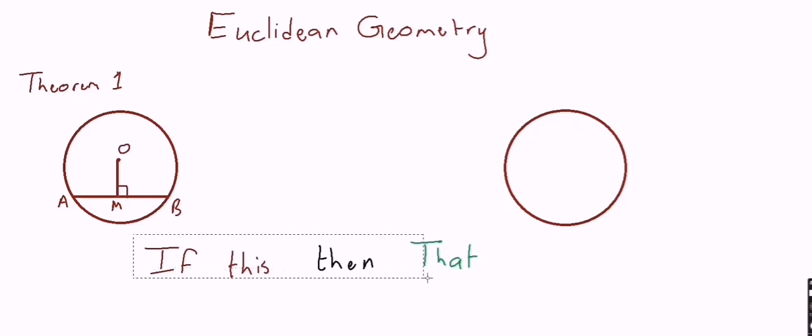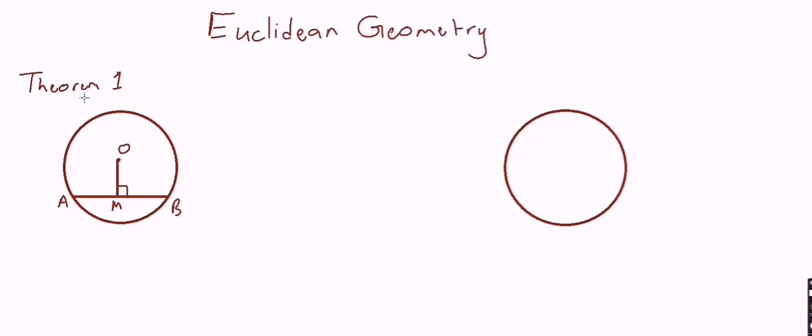So in this case, if we are given this right here, the way this diagram looks, if we are given a line from center that is perpendicular to the chord AB, then that line will bisect the chord. In other words, it will cut the chord into two equal halves. So the green is the outcome.